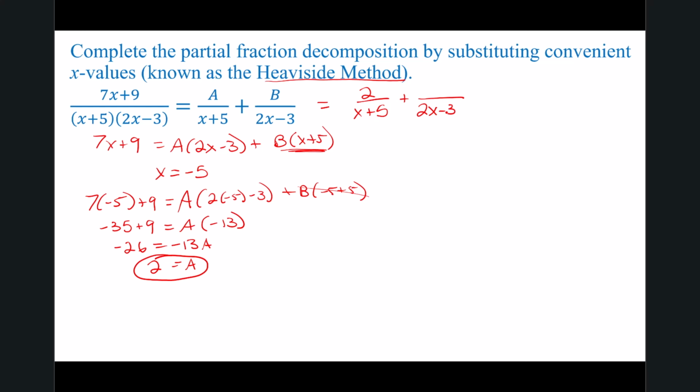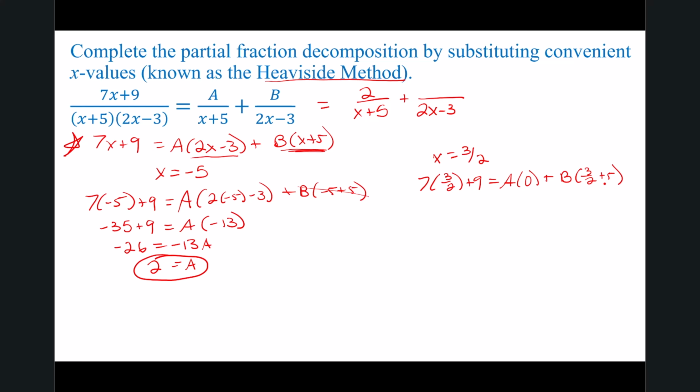Now to find b, I'm going to go back to this equation that I'm putting a star by. Every time I need to find a new variable, I'll go back to there. And I'm going to now set x equal to 3/2. And I got that because when 2x minus 3 equals 0, then x has to be 3/2. So I have 7 times 3/2 plus 9 equals a times 0 plus b times 3/2 plus 5. And now I can solve for b.